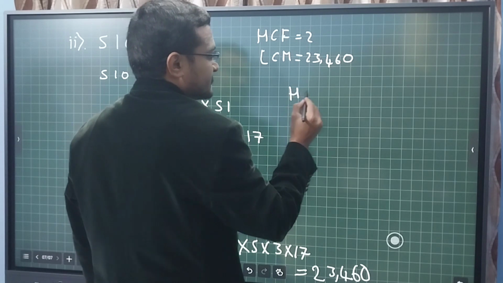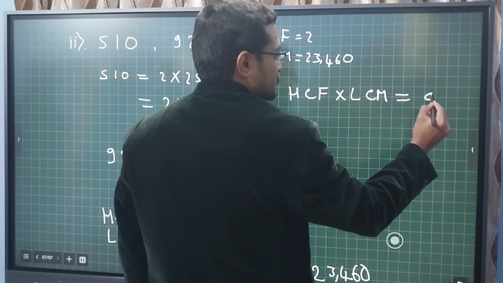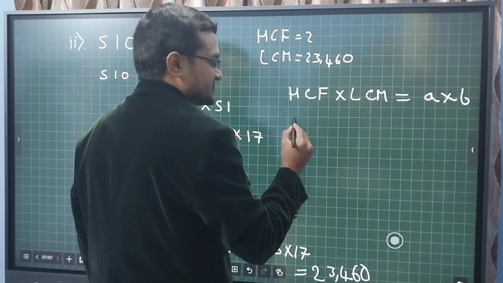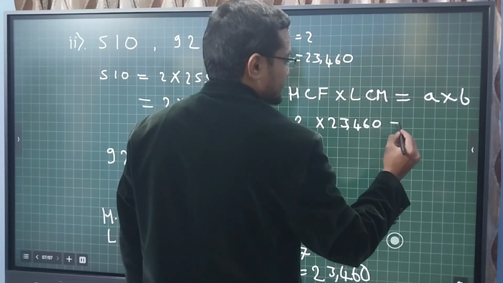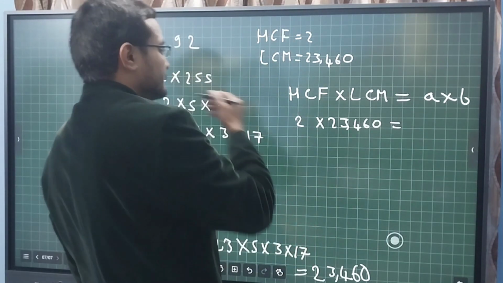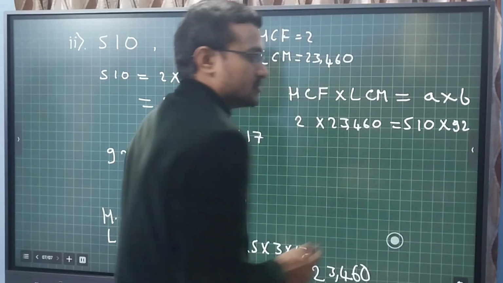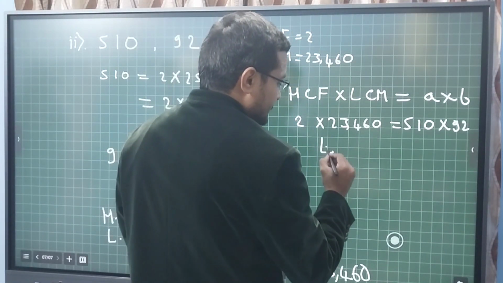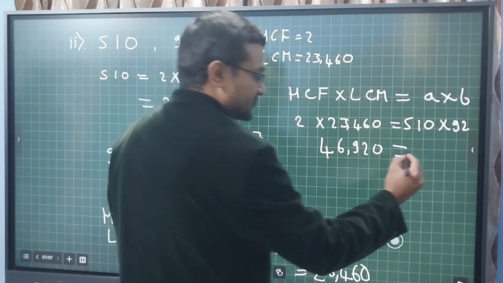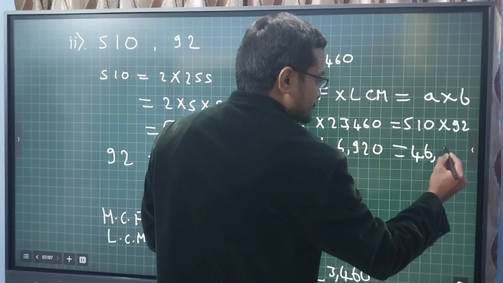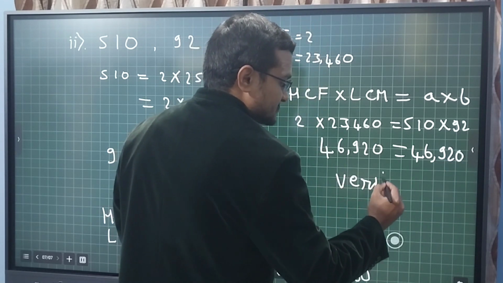Now we have to verify this formula, that is HCF into LCM is equal to A cross B. The HCF is 2, and 23,460 is the LCM. That is equal to A into B. What is A? 510. So 510 into B is 92. When you solve this, you will get 46,920, and when you solve 510 into 92, that will also give you 46,920. So the formula is verified.